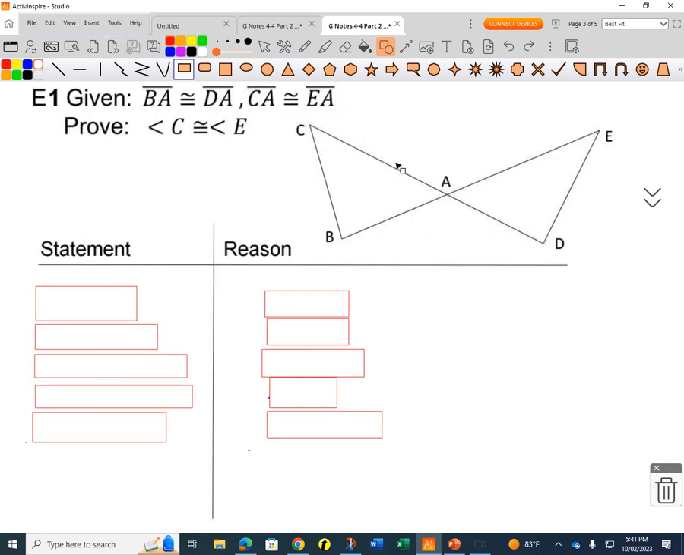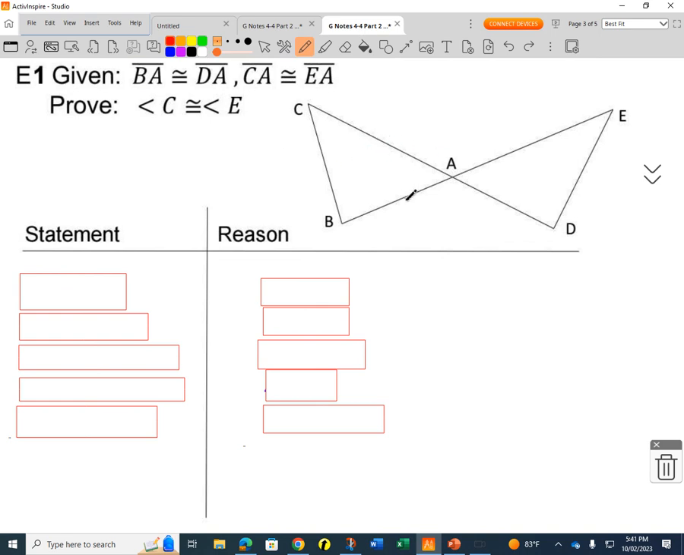So in this example, we're going to go ahead and mark our diagram. We're always marking our diagram. BA is congruent to DA. CA is congruent to EA. And looking to see if there are any other parts that we know are congruent. Well, I know that CAB and EAD are vertical angles, so I can mark those as congruent.